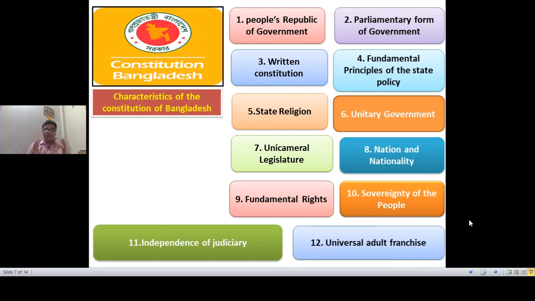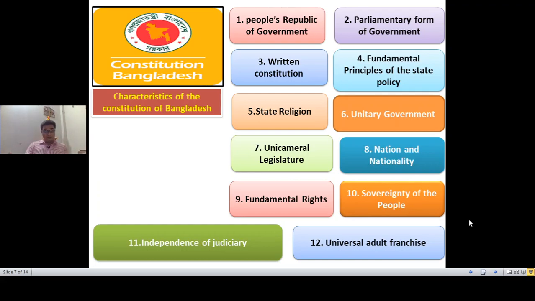Number 12, universal adult franchise. That means 18 or above 18. All of the people of our country will be able to practice their voting rights to elect their representatives.